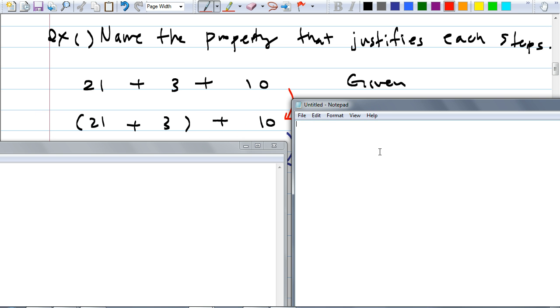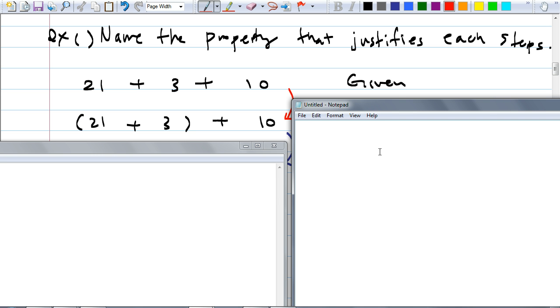Does anybody see any difference between the first step and the second step? What do you see? Yeah, there's a grouping symbol between 21 and 3. So how is it that they're able to write that? By the way, is that okay to do? Yeah, it's okay. Now, what tells you that that's okay? What property tells you that it's legal?